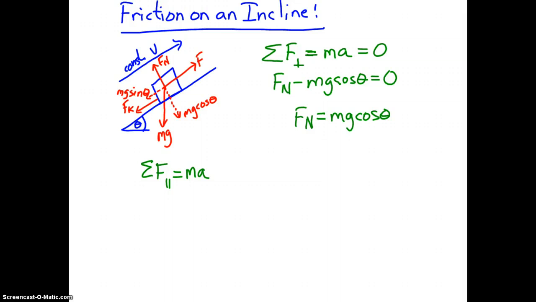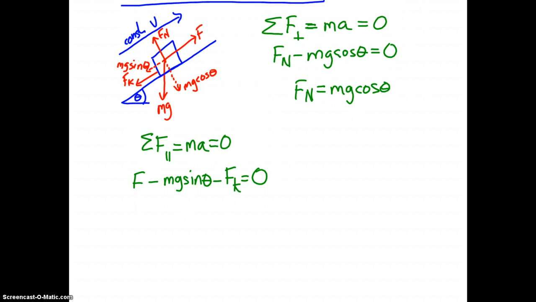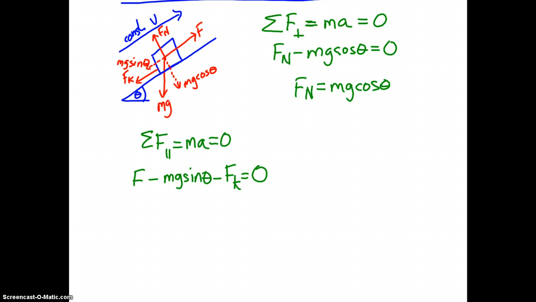Is this object accelerating parallel to the incline? Again, the answer is no, because it's moving at constant velocity. What would our summation be? F in the direction of motion minus mg sine theta down the incline minus Fk equals 0. Well, F then would be equal to Fk plus mg sine theta.